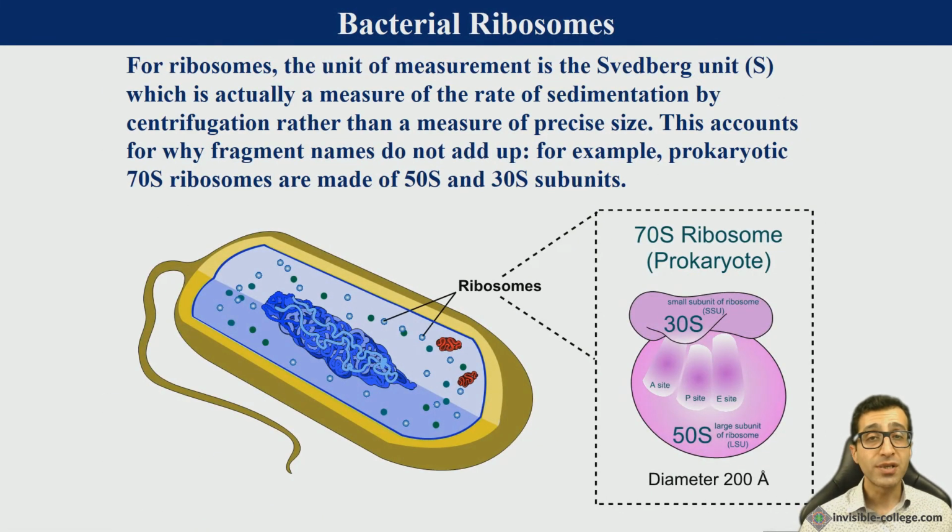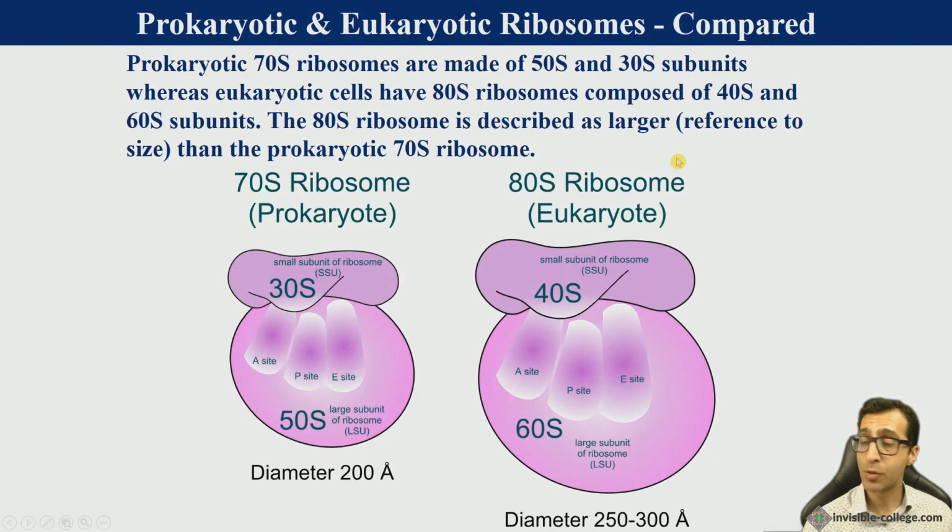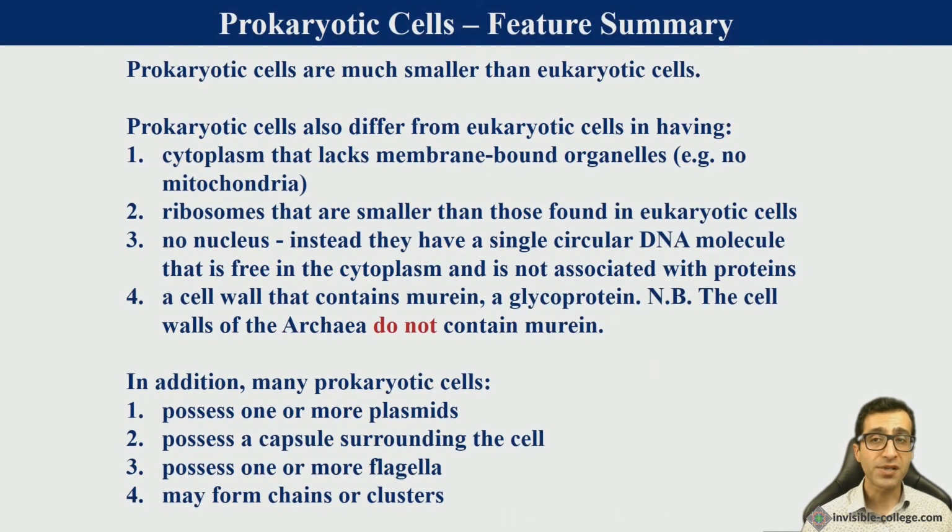So we also mentioned that the bacterial ribosomes are smaller than those found in eukaryotes. So we find 70S ribosomes in contrast to the 80S ribosomes which are found in eukaryotes. So to summarize, we can summarize the features of prokaryotic cells here.